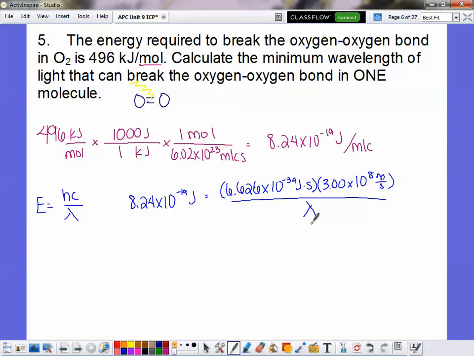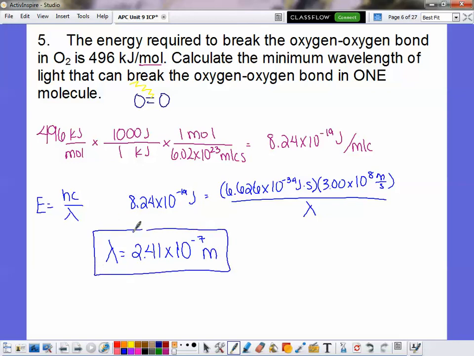And what do you get as your, have you gotten your lambda yet? Times 10 to the negative 7. What's your unit? Meters. Okay? And there is a certain color of light associated with that. I just drew it as yellow. It's not necessarily yellow.